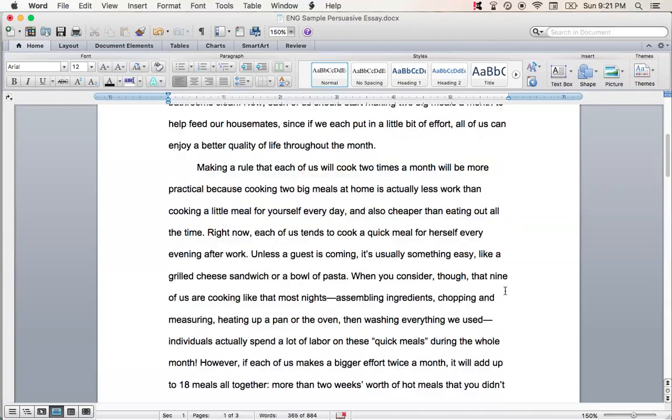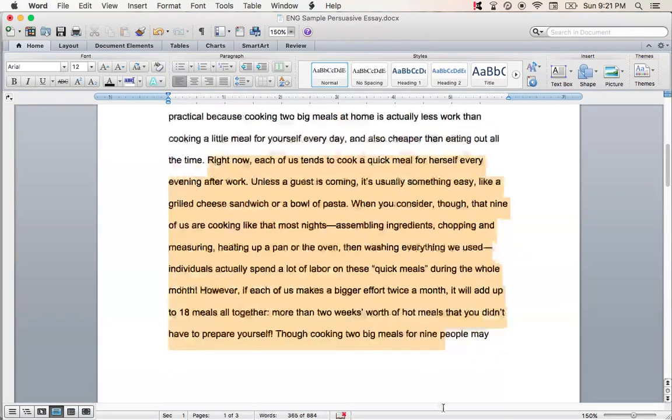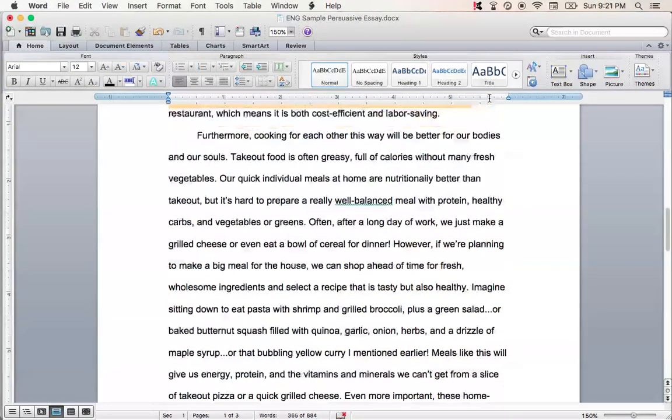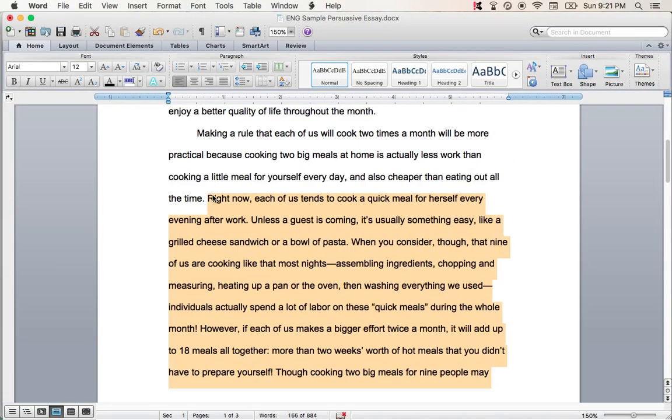So, again, you can see in this body paragraph that most of the paragraph is helping to explain and prove the main idea of the paragraph, which we see in the topic sentence, which is the first sentence, right? It's more practical, and here's why.